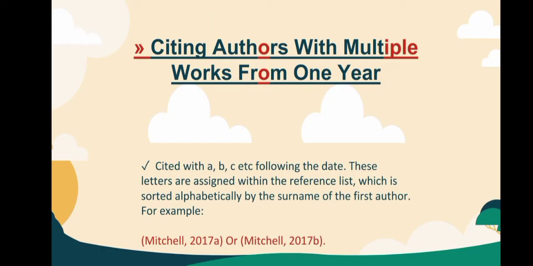Citing authors with multiple works from one year. These are cited with a, b, c, etc. following the date. These letters are assigned within the reference list, which is sorted alphabetically by the surname of the first author, for example, Mitchell 2017a or Mitchell 2017b.